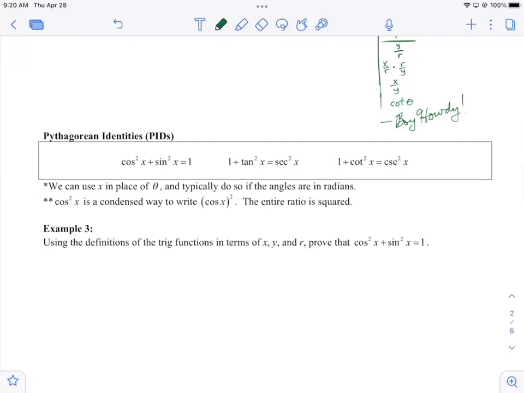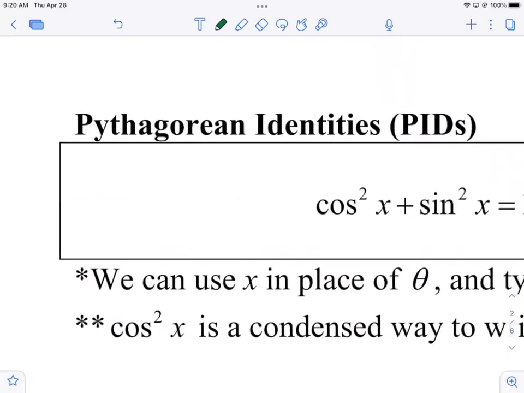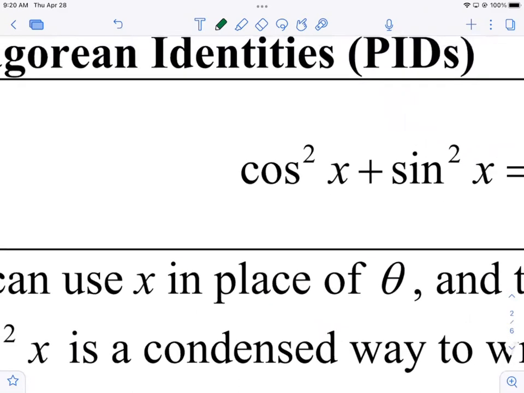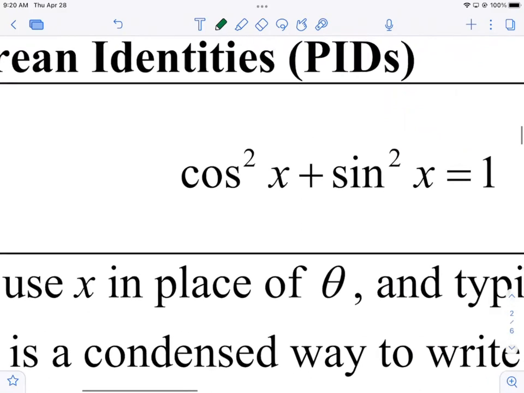You haven't seen these before. These are called the Pythagorean identities, or I just call them the PIDs for short. The Pythagorean identities, PID. And they're built off the Pythagorean theorem. Okay, so here's the first one. Cosine squared plus sine squared is equal to, guess what? 1. Absolutely. What's another name for 1? Cosine squared plus sine squared. Yeah. So that's an identity.